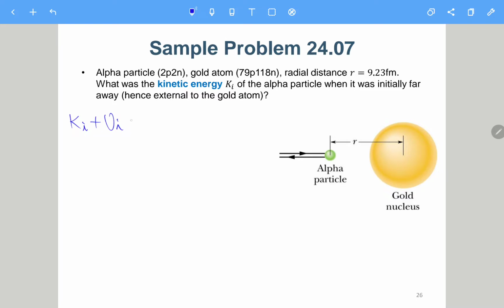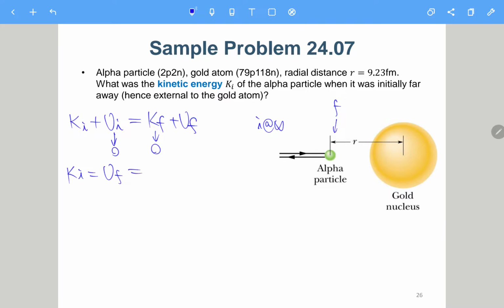So this is the initial mechanical energy and the final mechanical energy. When it is infinitely far away, the potential energy will be 0, so Ui is 0. This is the initial point, infinitely far away. At the final point, Kf is 0. So we quickly have Ki equals Uf.